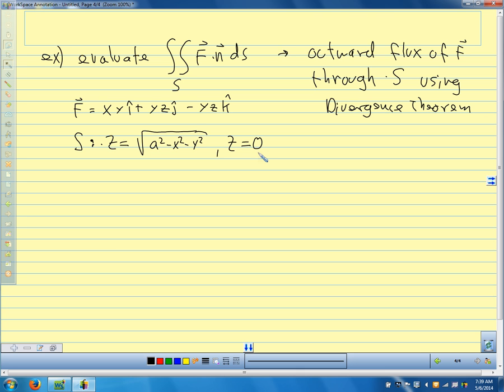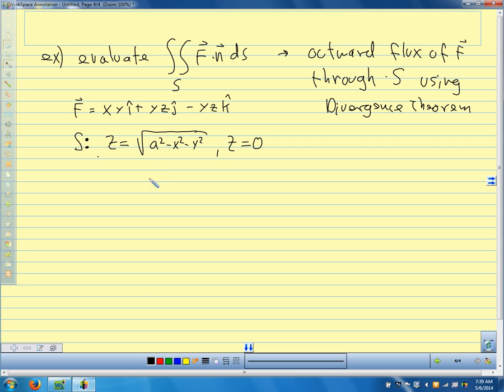So first off, what is this surface? Sphere, but it's bounded below by z equals 0. So hemisphere. So what's that? Well, this sphere would be, our center is at 0, 0, 0, and its radius is a. So you said, what if we're talking about the lower hemisphere? Yeah. Could be the lower hemisphere.